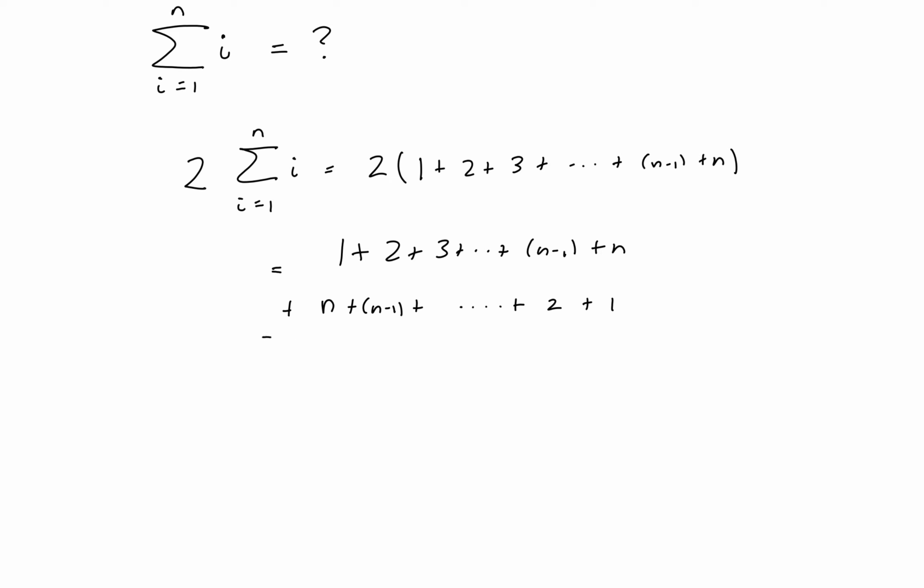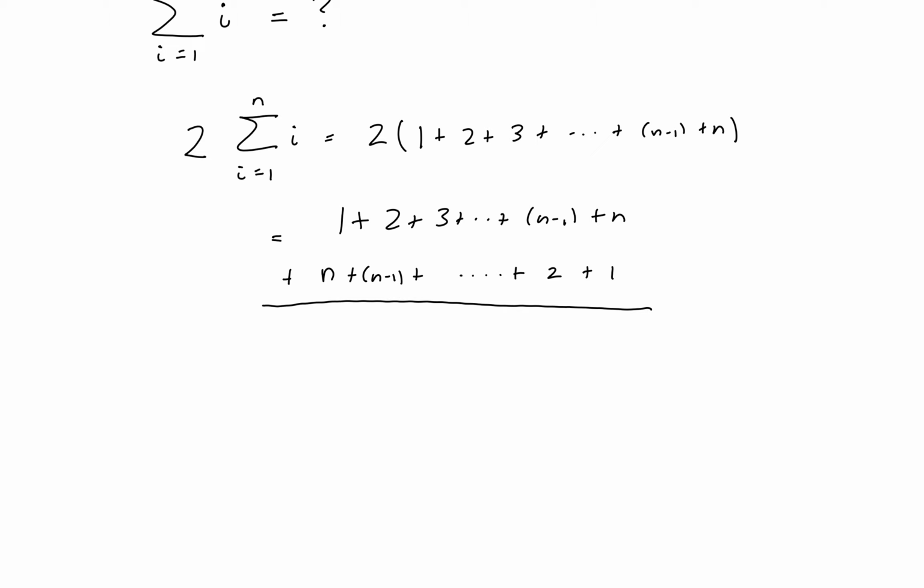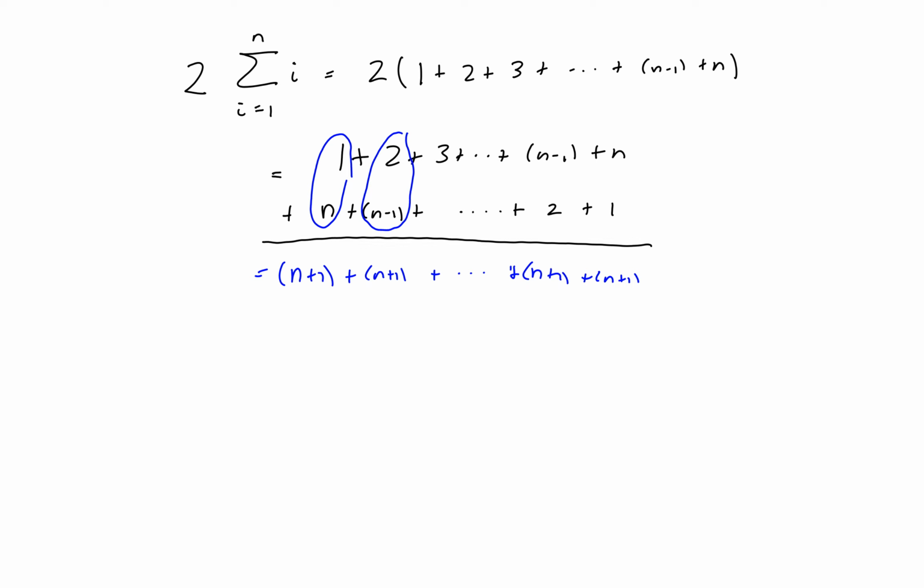And now notice if I add those and I add them up in the columns, we can evaluate each of these. So notice this is n plus 1. This one is n plus 1. All the way down to this one is n plus 1, and this one is n plus 1. So there are n copies of n plus 1 here, so this is n times n plus 1.